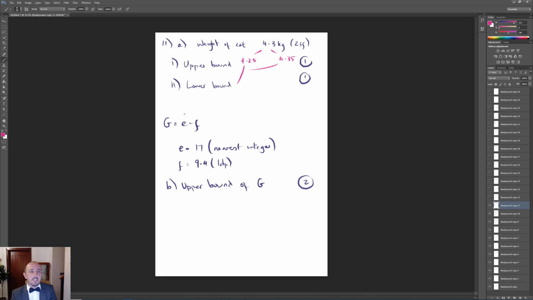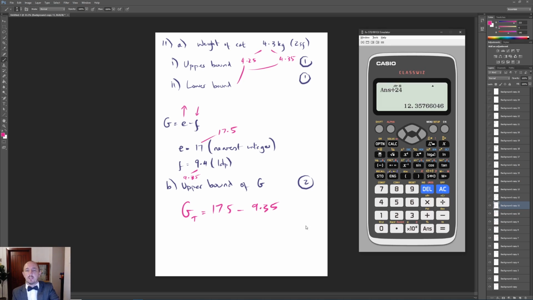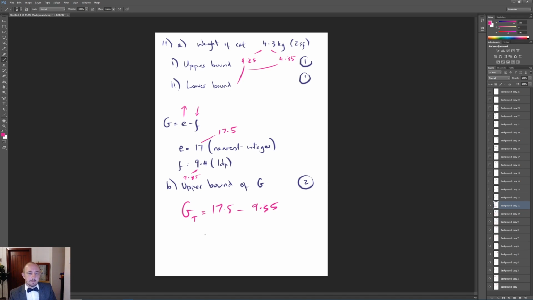For part B, we have to give the upper bound of G. So we're going to have the largest possible E and the smallest possible F. So 17 to the nearest integer can go up to 17.5, and the lowest value of F is going to go down to 9.35. So the upper bound of G, the G upper, is going to be 17.5 minus 9.35, which is 8.15.